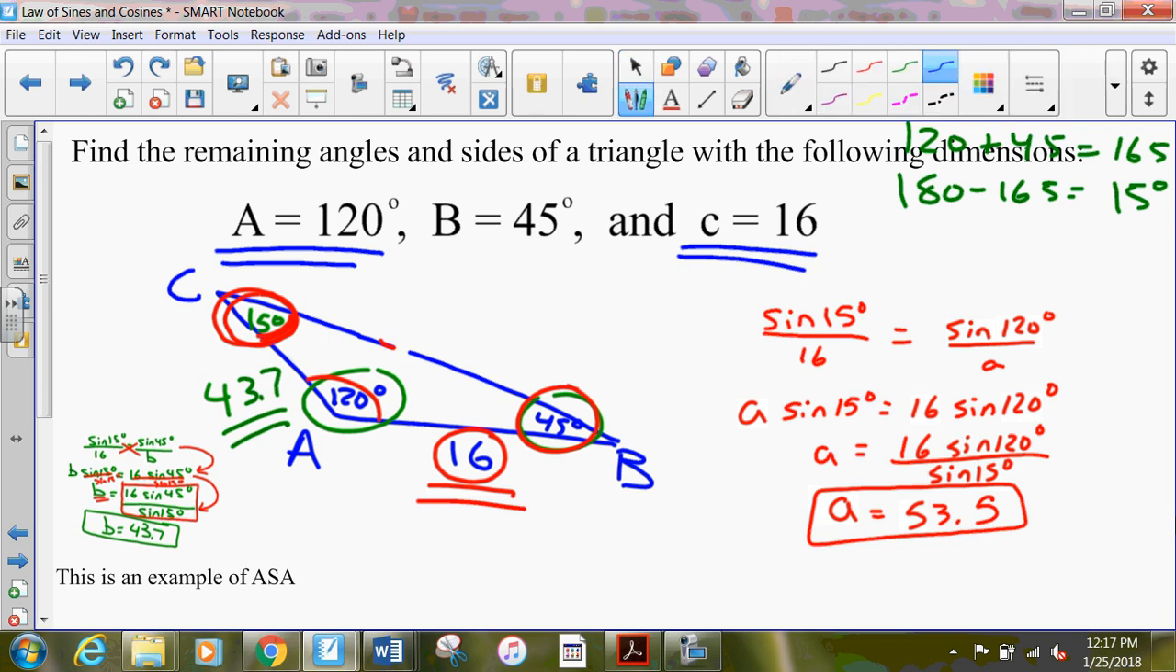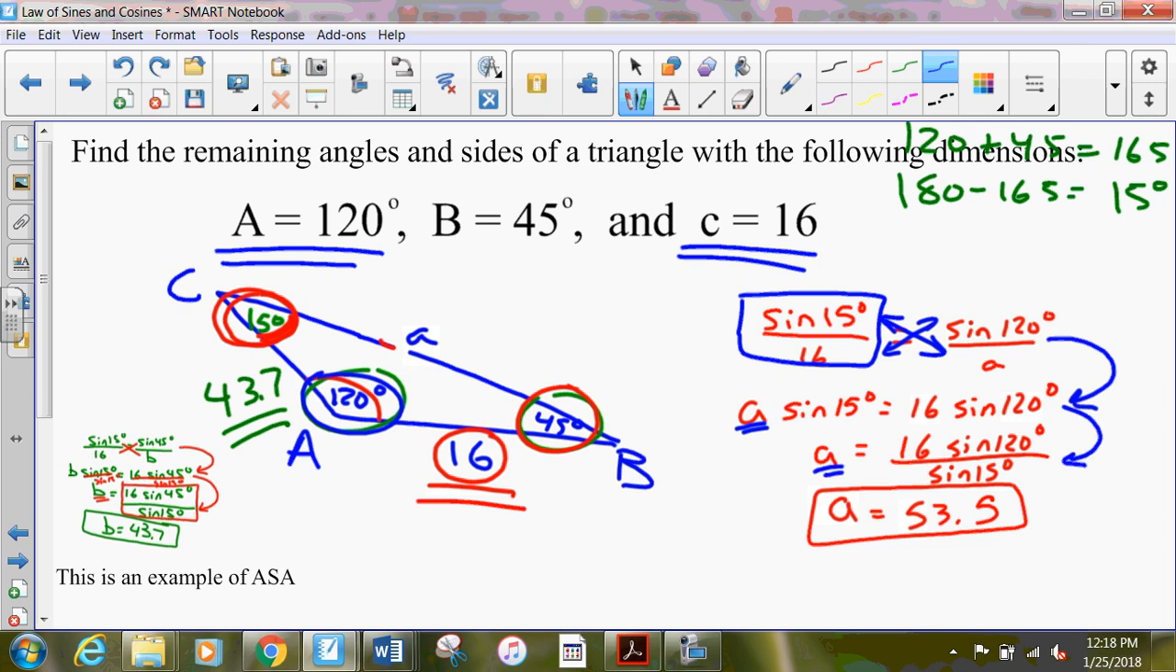I'm going to use sine of 15 degrees over 16, and then I'm going to set sine of 120 up over the side A, which I want to solve for. So I'm going to cross multiply again, and that's how we went from here to here. I want to get A by itself. So this is very, very similar, right? We're doing the same thing over and over. So I divided both sides by sine of 15, and that's how we went from here to here.